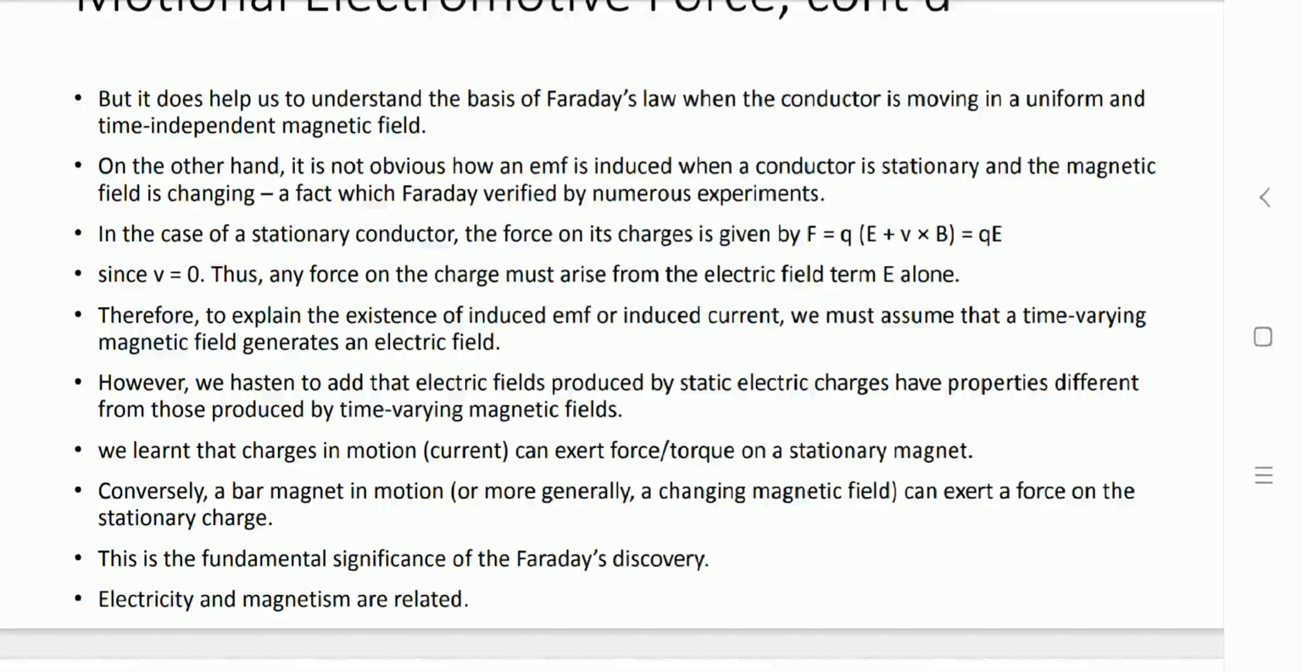Vice versa, while the electric field is varying and the rod is fixed, EMF can be produced. And in another way, the movement of the bar magnet can also give you a force on the charge and it can generate current. So here, in both cases, electricity and magnetism can be related to each other.